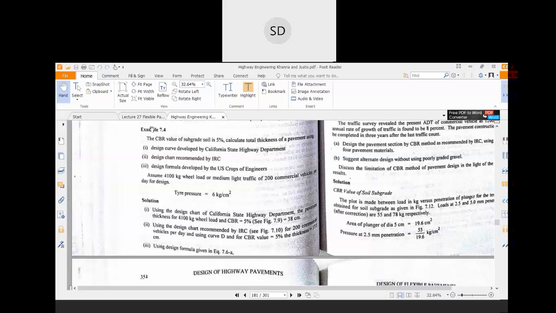Have you written down that numerical? Just write it down. The CBR value of subgrade soil is 5%. Calculate the total thickness of a pavement using the design chart recommended by IRC.